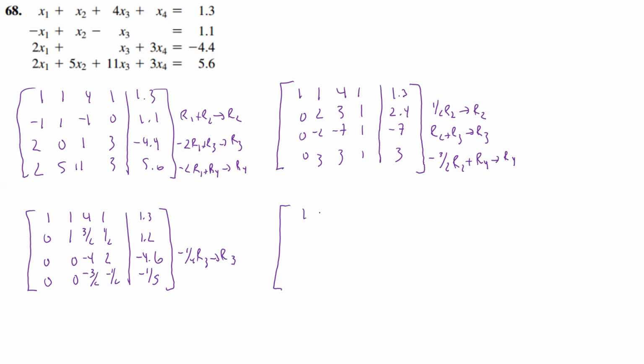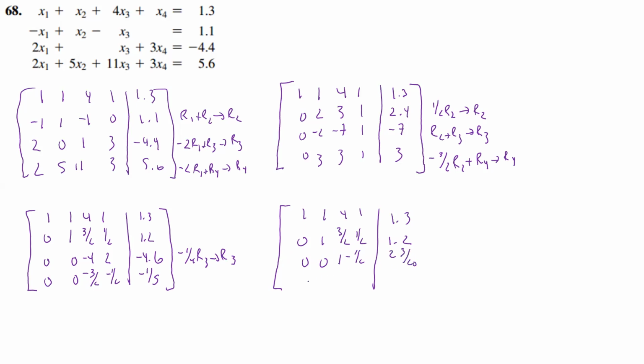And so that has a 1, a 1, a 4, a 1, and a 1.3. And we have a 0, a 1, a 3/2, a 1/2, a 1.2. We have a 0, and then we have a 1. And so then after that we have a minus 1/2. And then we have divided by 4, so that's going to be 46 over 10. And so divided by 4, so that's going to be what, 23 over 20?